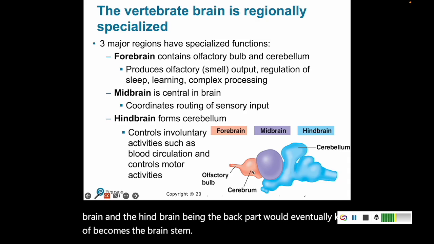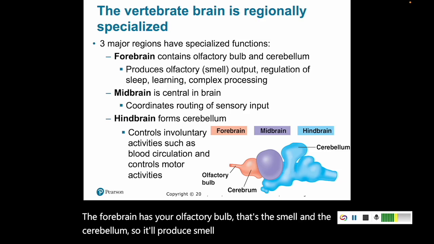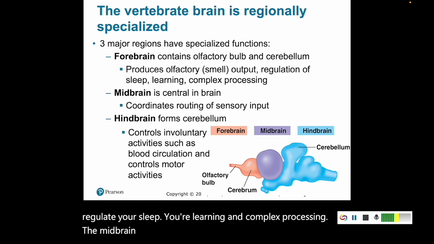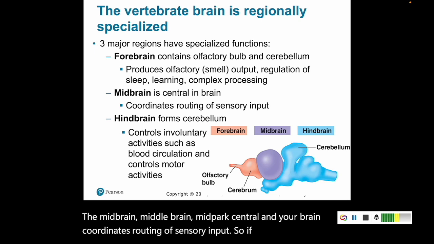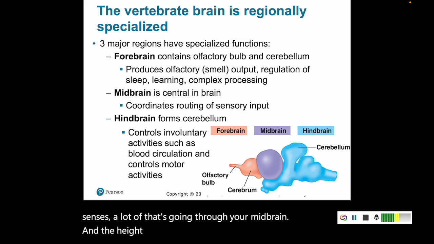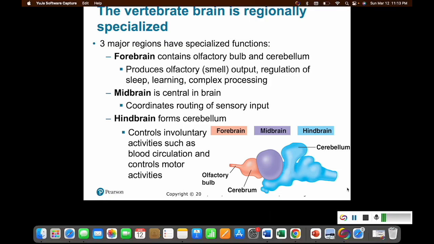The forebrain has your olfactory bulb, that's the smell, and the cerebellum, so it'll produce smell output, olfactory output. It'll regulate your sleep, your learning, and complex processing. The midbrain, middle brain, mid part, central in your brain, coordinates routing of sensory input. So if you think of your senses, a lot of that's going through your midbrain. And the hindbrain forms the cerebellum. A lot of this is your involuntary activities, your blood circulation, controlling your motor activities.